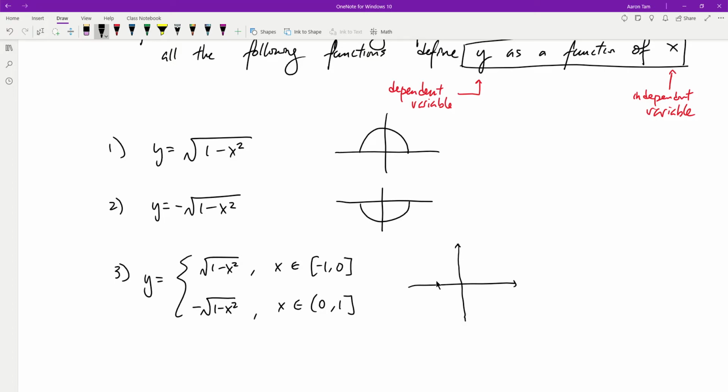Between -1 and 0, you have the top half of the quarter circle. And then between 0 and 1, you have the bottom half. And you have to have an open circle on the bottom so that it would not violate the vertical line test. And that is a function. Well, okay, but it's not a continuous function, so we don't like it as much as a continuous function, where it's easy to do math with, but it is a function nevertheless. Okay? Now, notice that in this case, I'm listing these three functions explicitly.